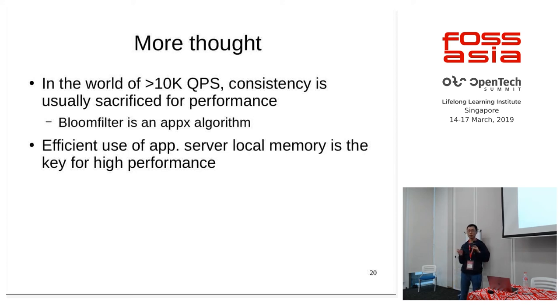If your system is evolving, you may need to consider some trade-off between consistency and performance. And one key point is efficient use of local memory is the key of high performance. I cannot disclose our caching algorithm in our application. However, I can tell you that a lot of requests are fulfilled by local memory in our application server.